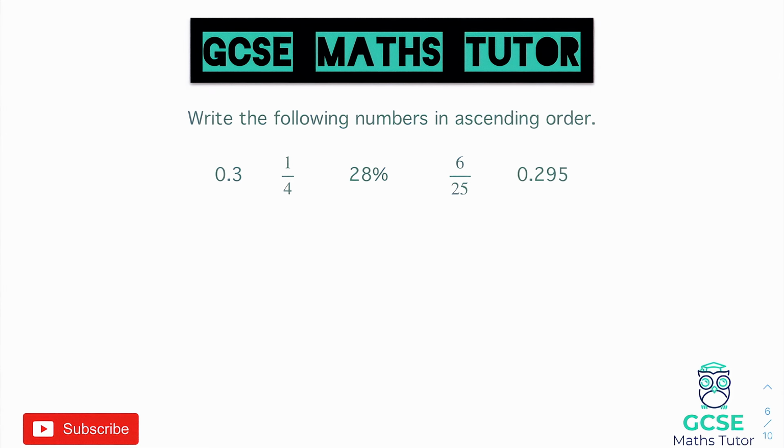Okay, so it says here, write the following numbers in ascending order. Now ascending order means smallest to biggest. So we need to find out which of these is the smallest, which is the biggest, and put them in order. Of course, at the moment we have a decimal, we have a fraction, we have a percentage, another fraction, and another decimal. So it's not very nice to order them as they look. So the best thing to do on a question like this is to turn them all into the same format.